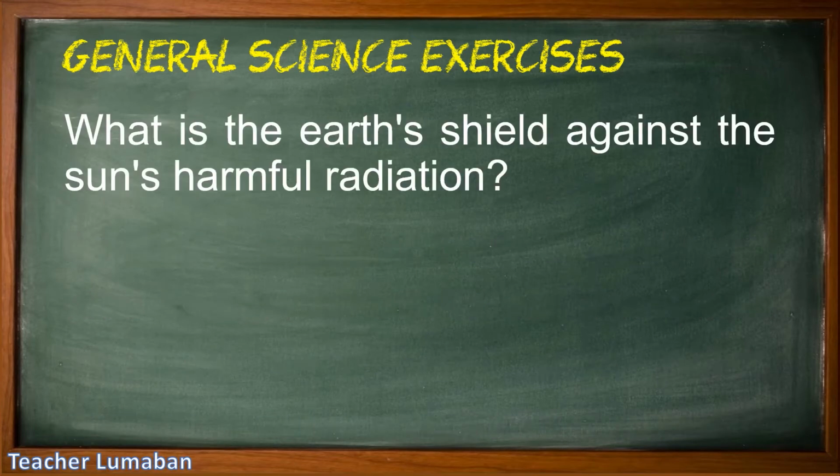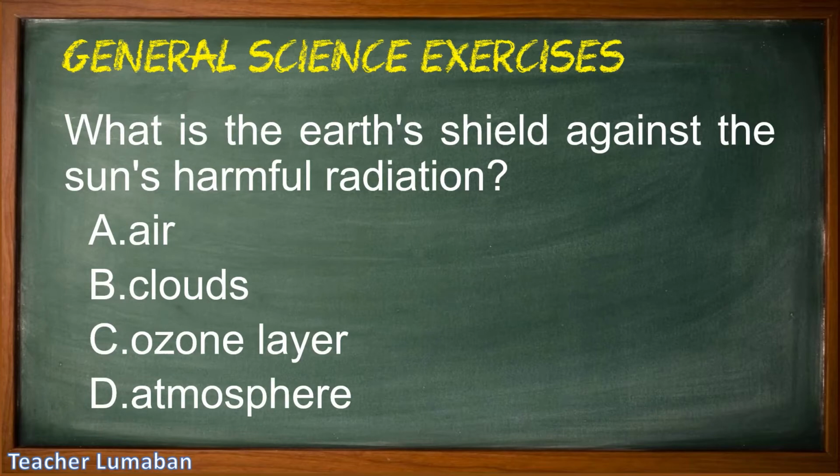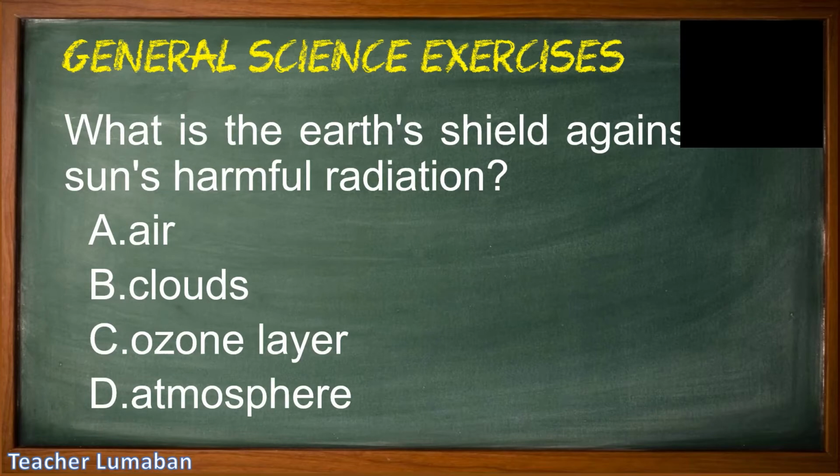What is the Earth's shield against the Sun's harmful radiation? Letter A, air. Letter B, clouds. Letter C, ozone layer. Letter D, atmosphere. Please choose the suitable answer to the following choices in 5 seconds.